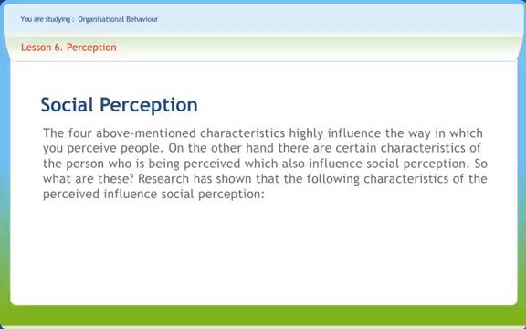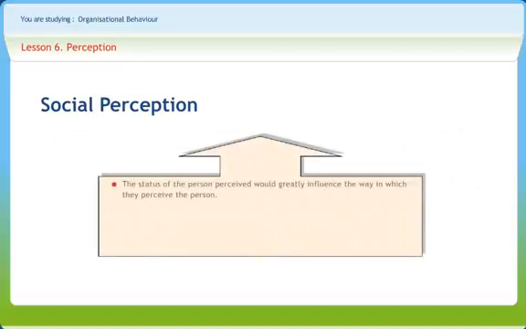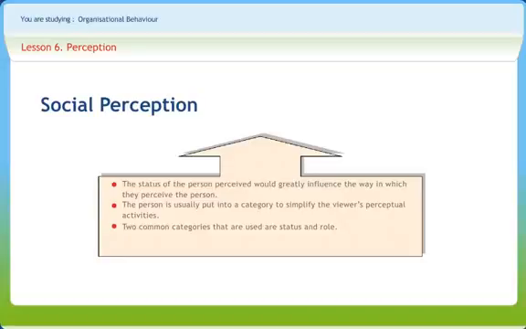On the other hand, there are certain characteristics of the person who is being perceived, which also influence social perception. So what are these? Research has shown that the characteristics of the perceived influencing social perception include the status of the person perceived, which would greatly influence the way in which they are perceived. The person is usually put into a category to simplify the viewer's perceptual activities. Two common categories are that of a status and a role. The visible attributes of the person perceived greatly influence others' perception of the person. These attributes make social perception a very complex phenomenon.